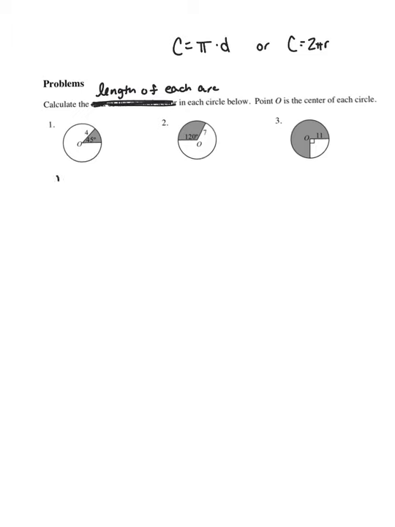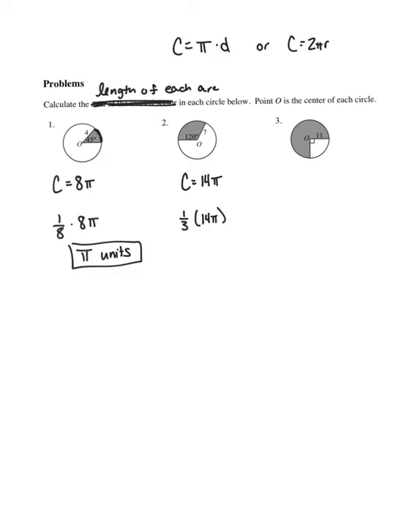So first I'm going to find the circumference of the entire circle, which would be pi times the diameter, or 8 pi. Now if you remember, 45/360ths was 1/8. So I'm going to take 1/8 of that. And the length of this arc here is just going to be pi units. Again, I'm going to leave my answers in exact form today. Pi d is going to be 14 times pi. And then I have 1/3 of the circle. So I'm going to take 1/3 of the circumference, or 14 pi all over 3.